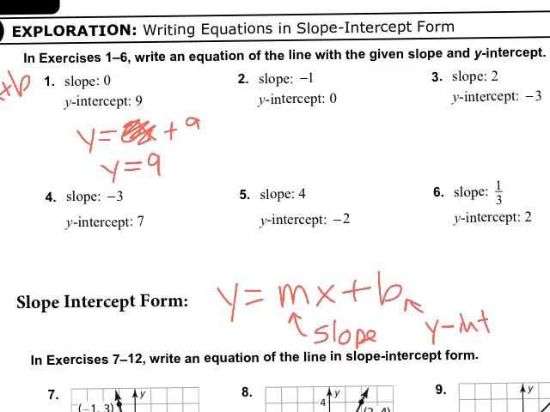Okay, number 2, I have y equals m is negative 1 x plus b, which is plus 0. You could also leave off that plus 0 part and just see y equals negative 1x. Those are the 2 weird ones where one of the pieces is a 0, so you just don't write that term. Number 3 is back to a normal one, so we have y equals 2x minus 3.